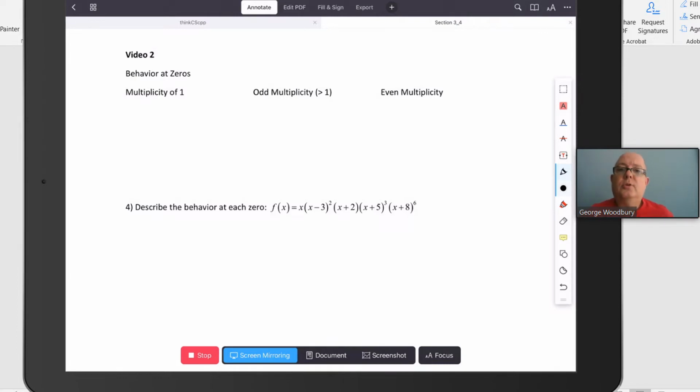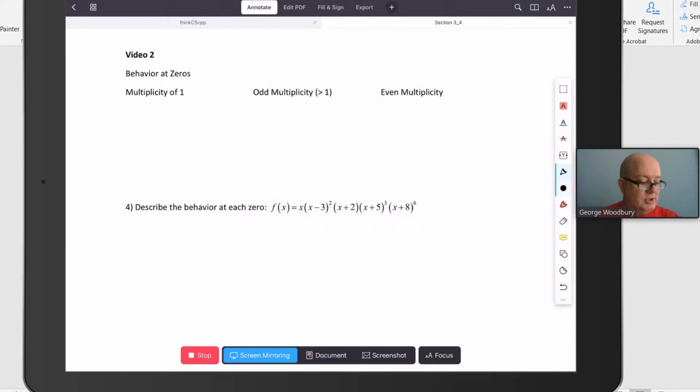When we find the zeros for a polynomial function, we need to know how the graph behaves close by to those zeros. Does it pass through? Does it turn around? And so in this video we're going to talk about all the different scenarios that you might face. First, if a zero has a multiplicity of 1, meaning that it's a factor only one time.